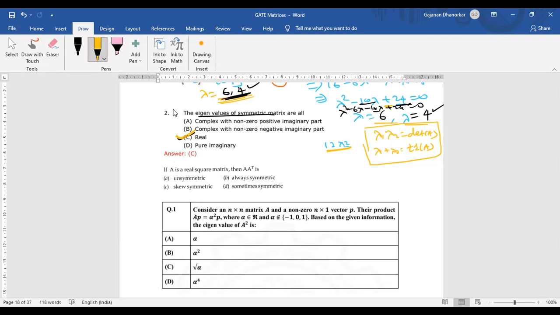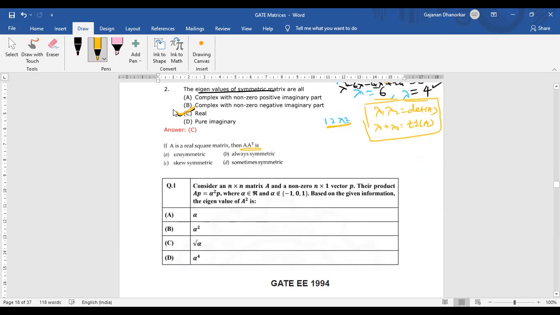If matrix A is a square matrix, then A into A transpose, what will it be? It is going to be orthogonal. If the matrix is orthogonal, now A into A transpose, will it be orthogonal or not? We do not know. A into A transpose is not always I. If it is identity, then it is orthogonal. Otherwise it is not.